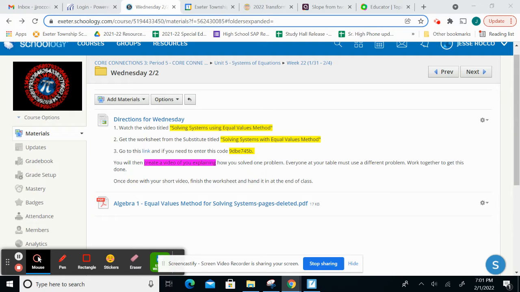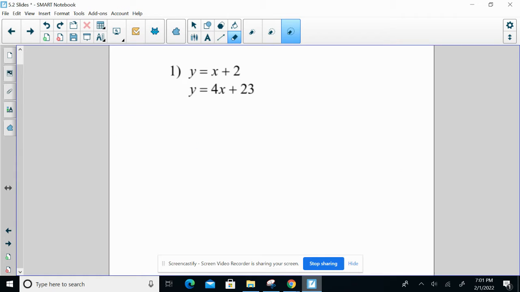Just want to give you a quick rundown on what it is that I want you to do today. Very similar to yesterday, so hopefully it won't take long. All right, so you should get a worksheet with a problem looking like this. That's the first problem, and basically we want to do what we did yesterday.